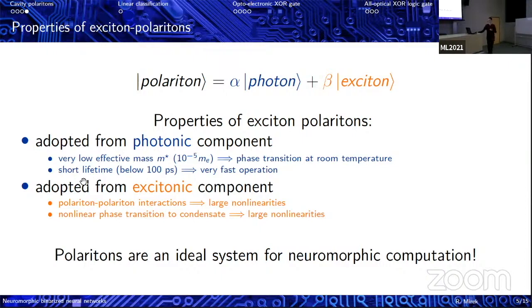They have very short lifetime, below 100 picoseconds. So this allows for very, very fast operation. We also have polariton-polariton interactions due to this excitonic component. So this will give us the large nonlinearities and also nonlinear phase transition to condensate, which is also giving us the large nonlinearities which we saw on the previous slide. So this is a really great system to mimic some neural networks or to make some nonlinear media.